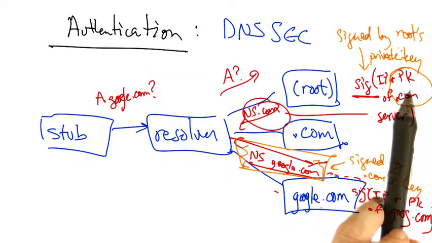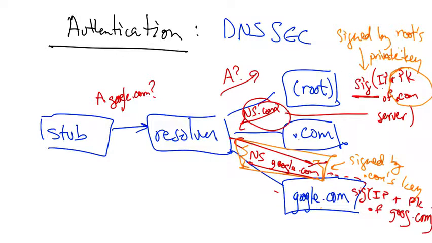That public key then allows the resolver to check the signatures at the next lowest level of the hierarchy until we finally get to the answer.